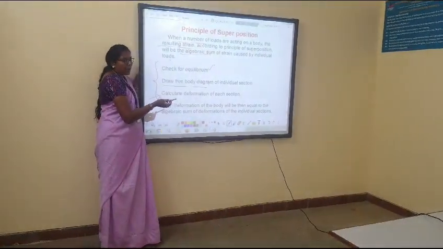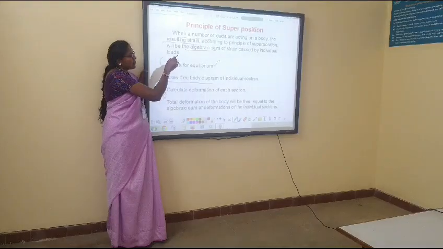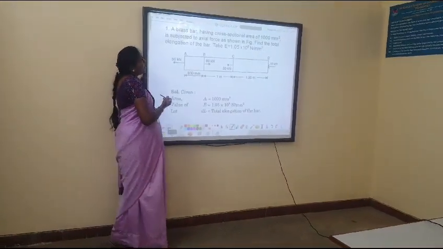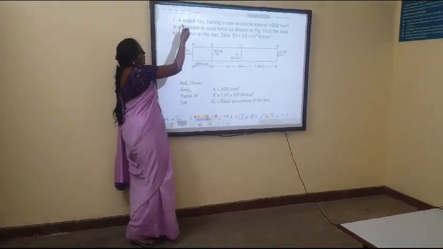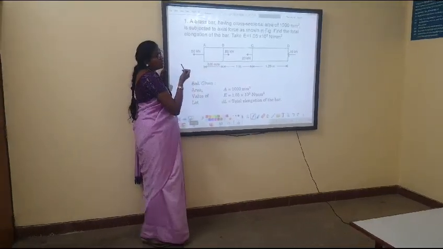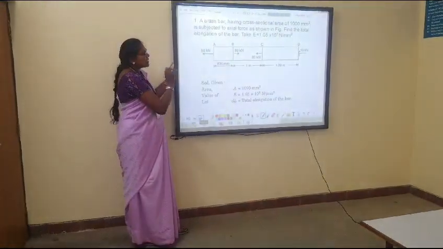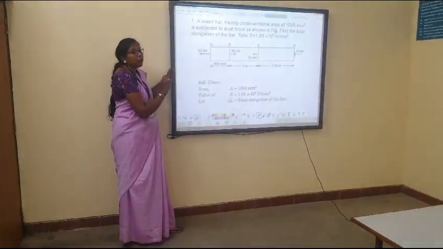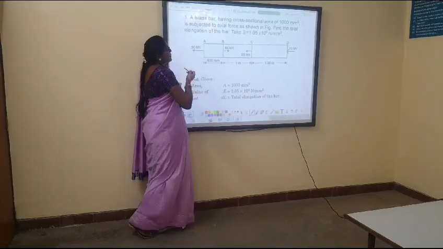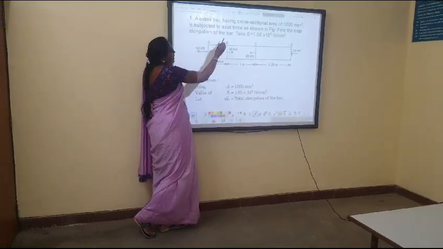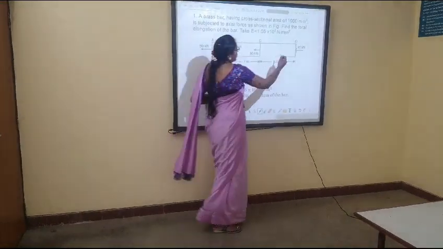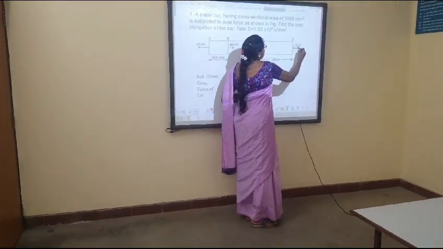Now we can see a problem where we can apply this principle to determine the resultant strain. The problem is given, that is a brass bar which is having a cross-sectional area. It is a uniform bar, so this question comes under uniform bar section. It is a cross-sectional area of 1000 mm square, subjected to an axial force. There are different forces acting on the system.